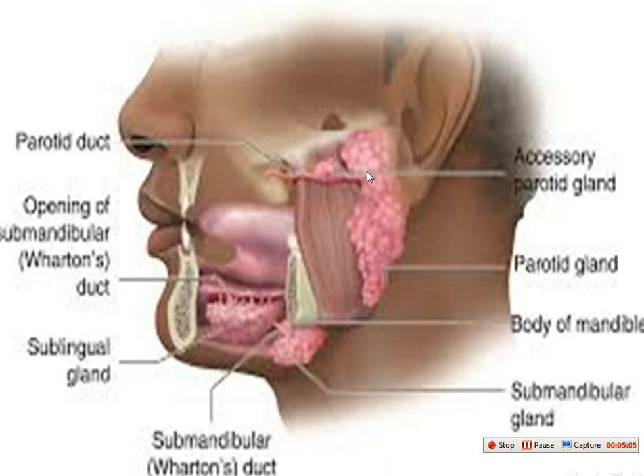Finally, we have from the accessory organs the salivary glands, and the most important are the extrinsic salivary glands. Here we have the parotid. This is the parotid gland, and this is the submandibular gland, and finally we have the sublingual gland. So we have three main salivary glands in the digestive system: the parotid, submandibular, and sublingual.